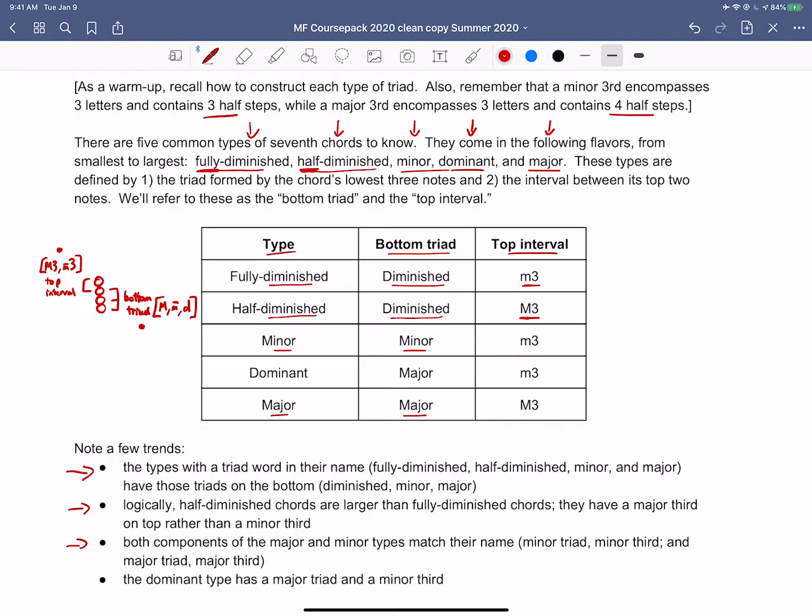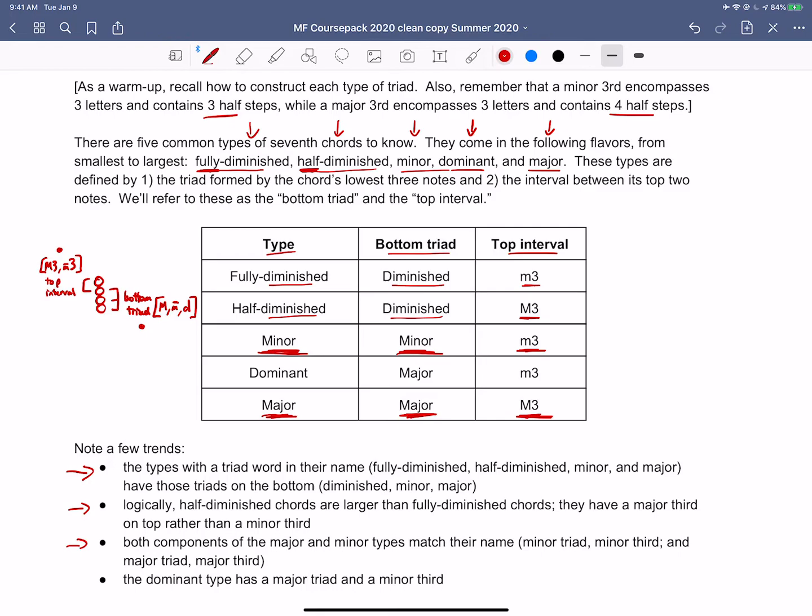Next up, dealing with the major and minor seventh chords. Not only does the bottom triad match the name of the overall seventh chord, but so does the top interval. So think of it this way. A minor seventh chord is equal to a minor triad plus a minor third. So in other words, minor plus minor gives you minor. Similarly, a major seventh chord is a major triad on the bottom plus a major third on top. So major plus major gives you major.